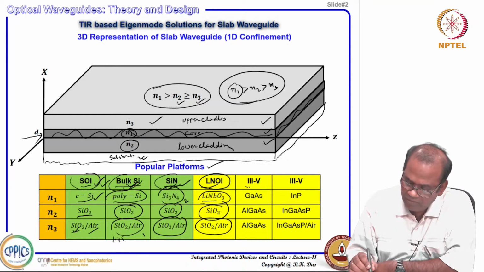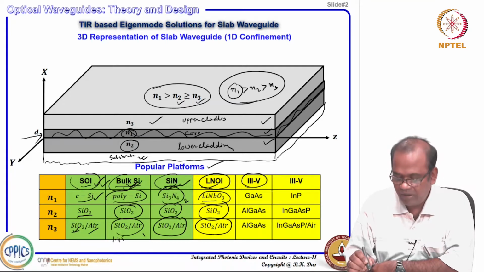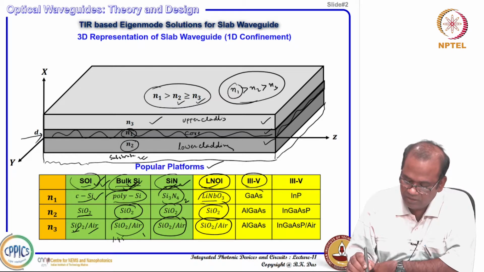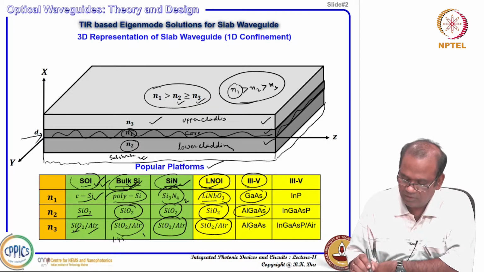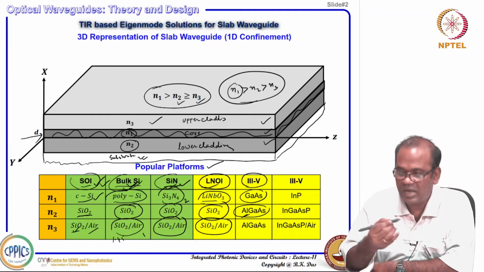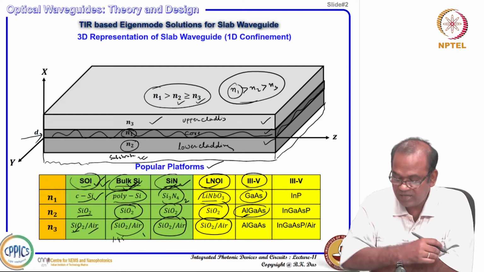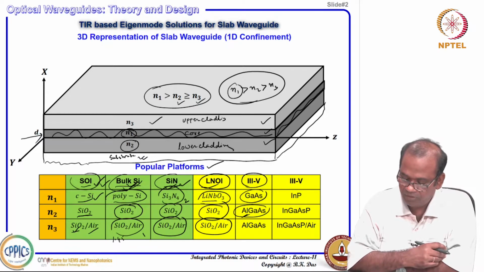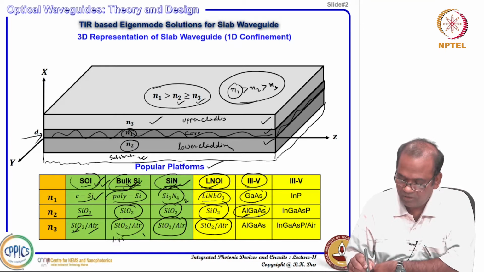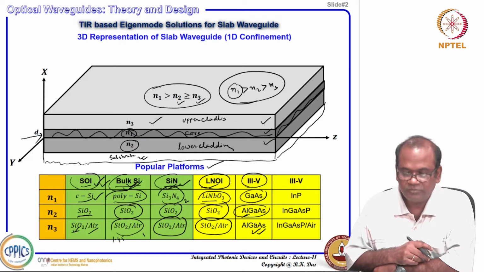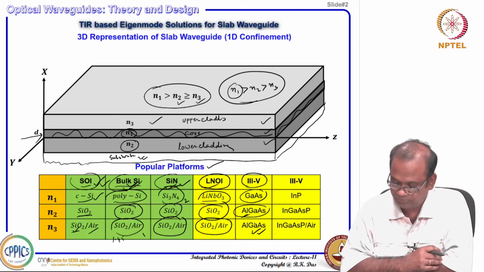And then 3,5 compound semiconductors, like gallium arsenide. Gallium arsenide can be the core N1 material, and the upper and lower cladding can be aluminum gallium arsenide, because if you make an alloy with aluminum, some fraction of gallium is replaced by aluminum atoms, and then the refractive index reduces. So, that can be considered as a lower cladding. It can be upper cladding or lower cladding, you can just have a lower refractive index.